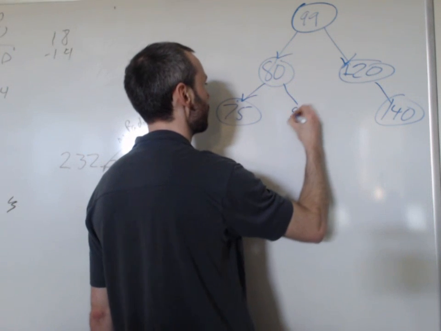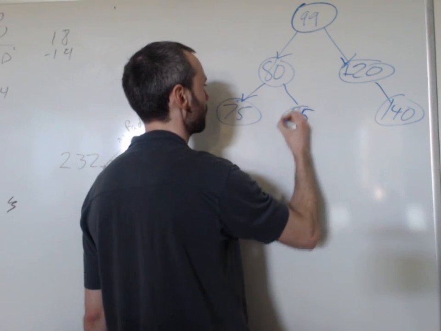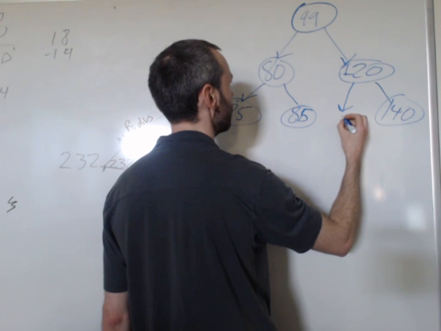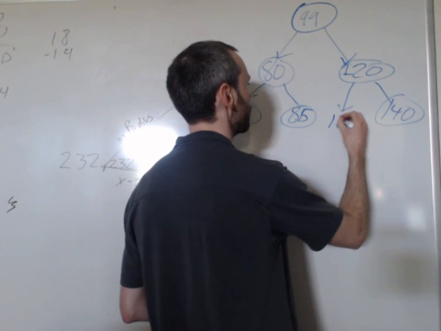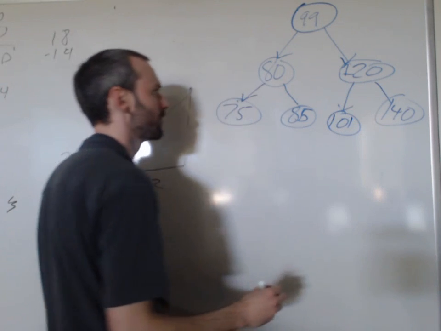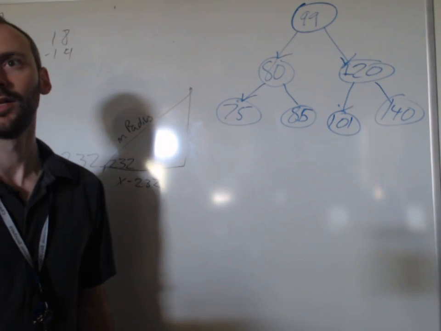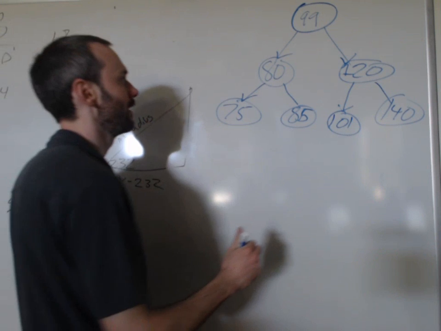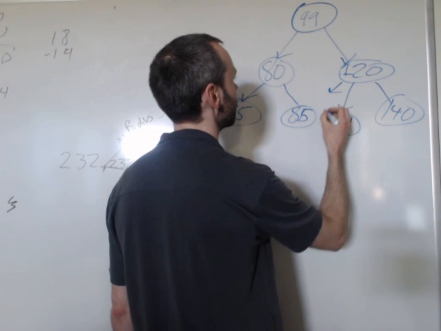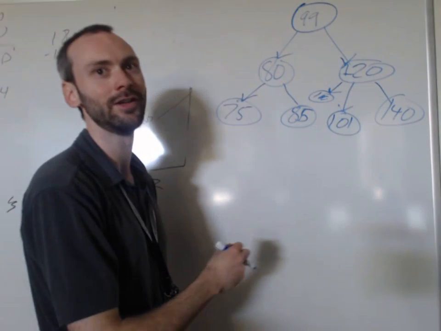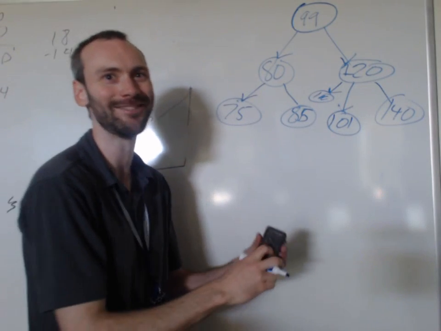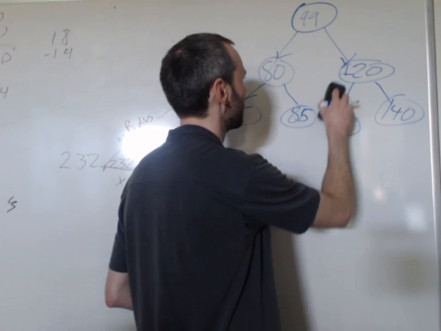Naturally, I could add another node right here, and maybe another one, 101. So it's still a binary tree. What would violate the property is if I gave this node another child, like 100. Then it's no longer binary, it's, I guess, trinary. That's the best way to put it. So that's a binary tree.